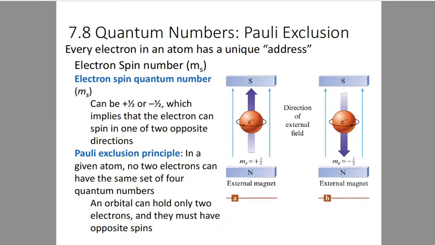Your textbook goes into some nice detail with this. For the purposes of your quantum numbers, all we're really concerned with is the idea that once you have an electron and you've determined its n, its l, its m sub l, you're assigning it either the plus spin or the minus spin.